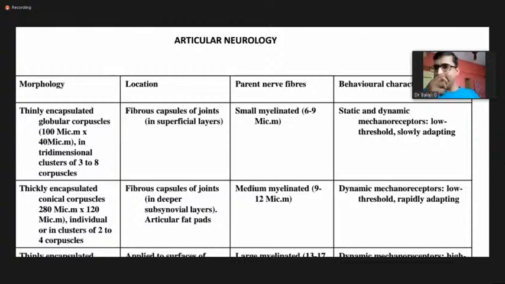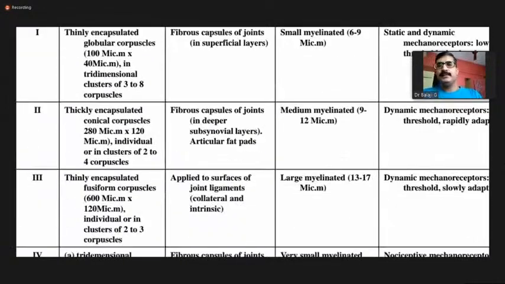So these are static and dynamic mechanoreceptors. This is low threshold and slowly adapting. When you give a low threshold mobilization, at that time the type 1 receptors will be stimulated. Okay, so this is what static and dynamic mechanoreceptors are. Next, we'll see about type 2 receptors.